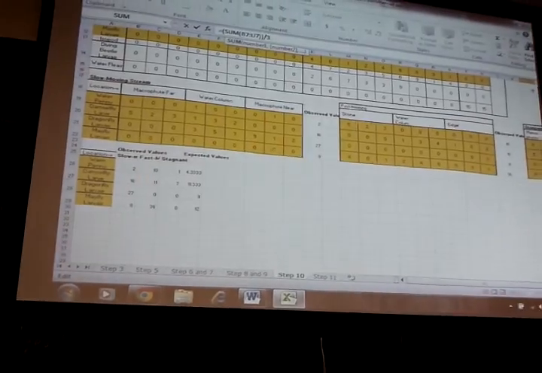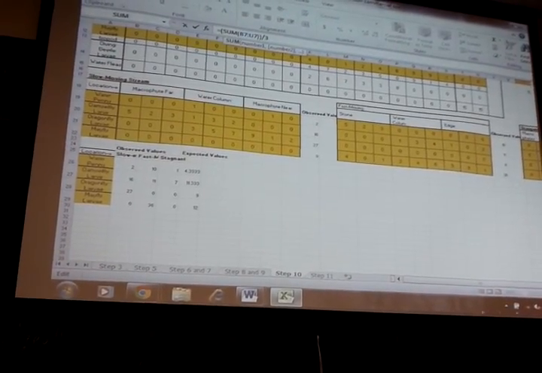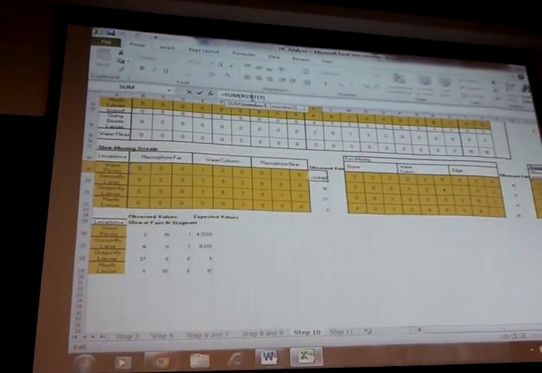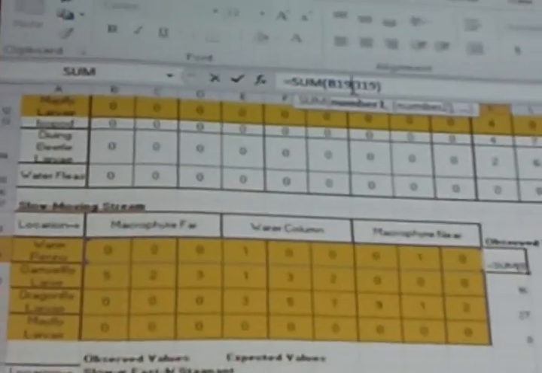Okay, and it's the same type of equation, where it's just the sum of the row. And then you can pull that down for damselfly larva, dragonfly larva, mayfly larva, and also snails. So that's going to be our observed value for our slow-moving stream. Fast-moving stream is the same thing. We sum up all the number of individuals for the fast-moving stream, put that in there, put stagnant pond, and then you've got your expected values.